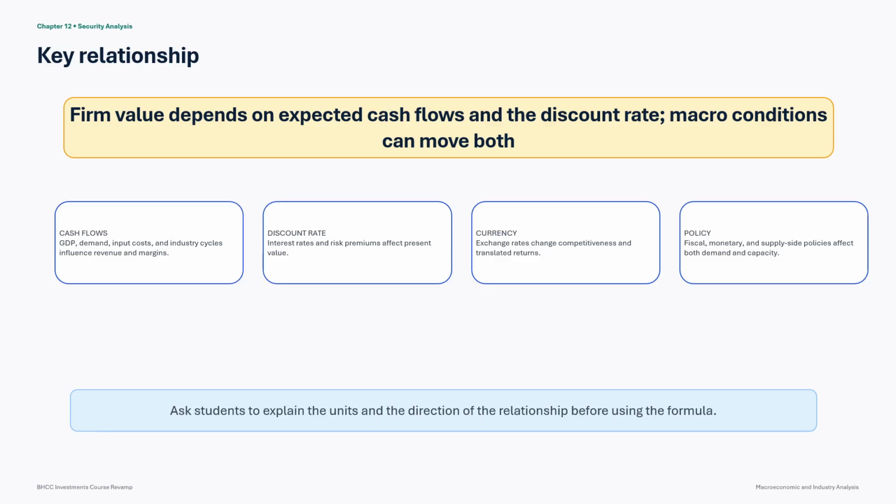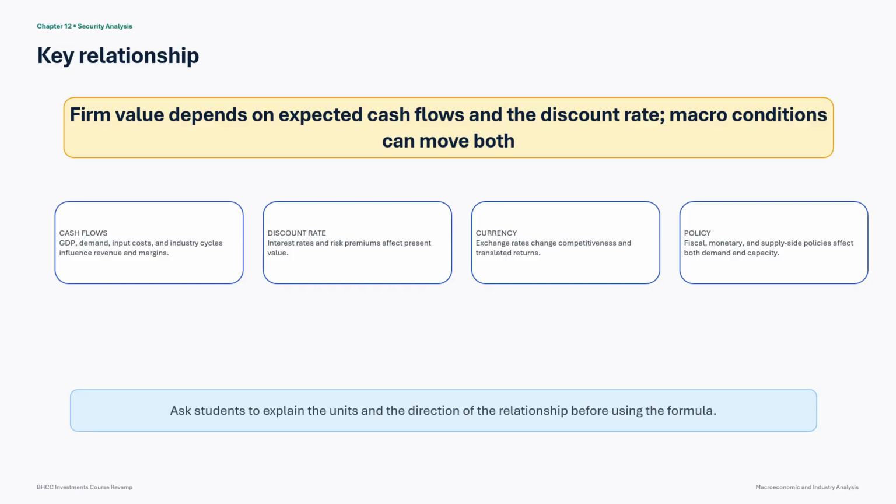Taxes can change after tax cash flows and incentives. Monetary policy affects rates, credit, and risk appetite. Supply-side policies can alter labor participation, investment, productivity, and capacity over longer horizons. The analytical discipline is to trace the arrows. Do not say, rates are up, therefore stocks are down. Ask which rate, why it moved, what happened to expected cash flows, what happened to the required return, and what the current price already assumes.